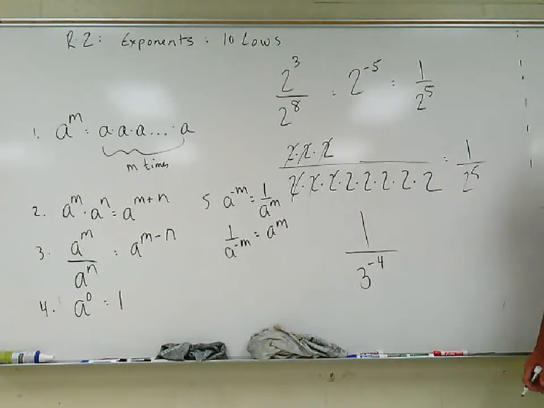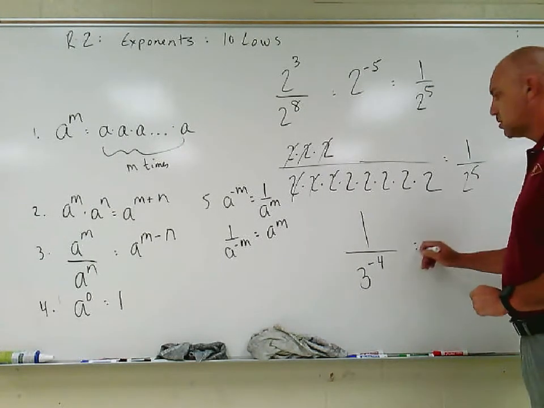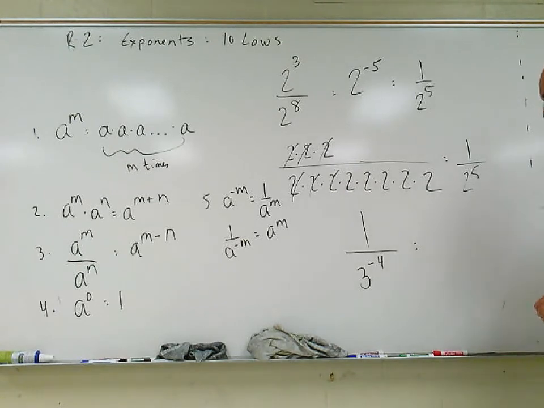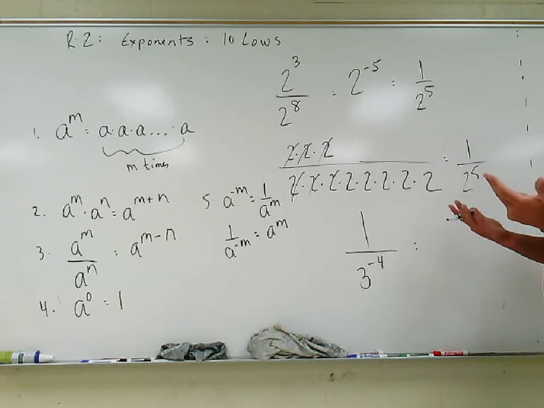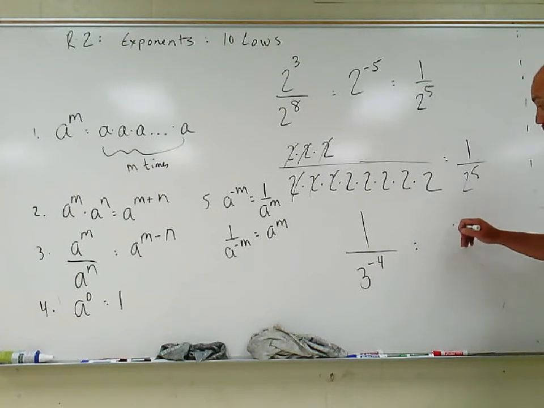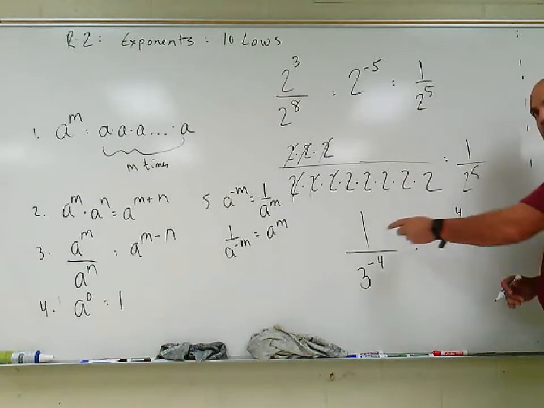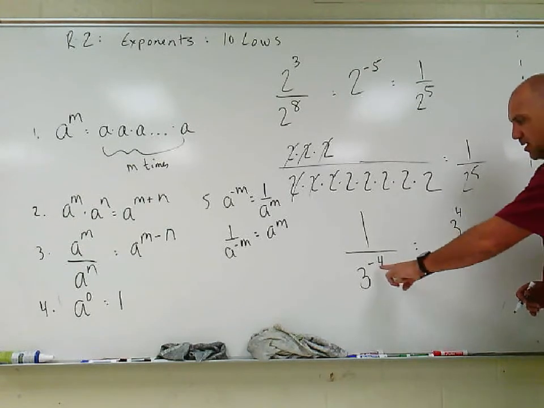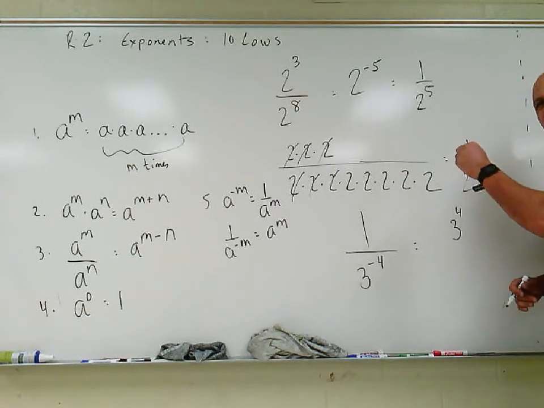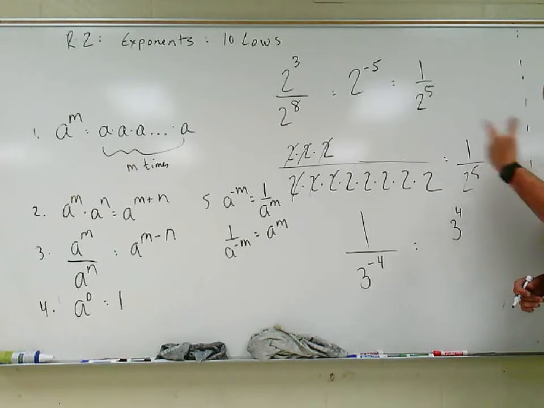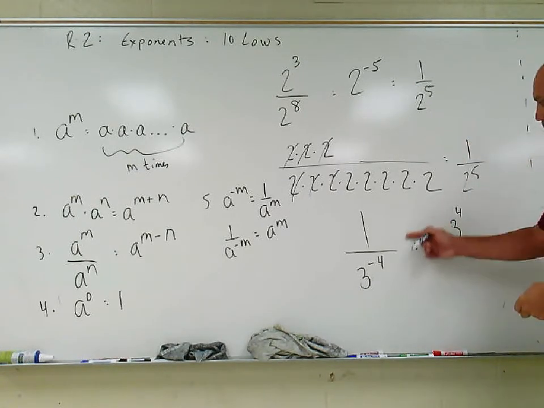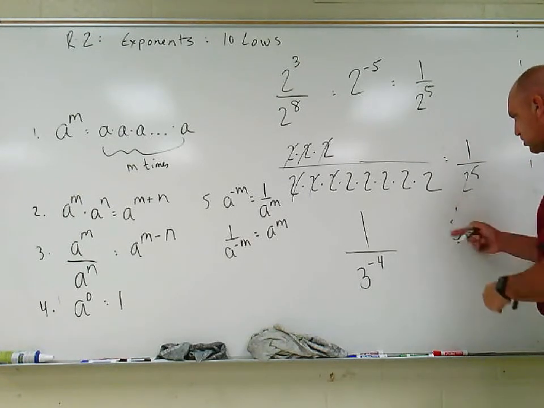Leah, according to the rule I just wrote, what does this equal? Yeah, 3 to the 4th over 1, you just call it 3 to the 4th. So you know the rule. I like to show you why, though. How can I show that this is true? Because you can't really write out 3 multiplied by itself negative 4 times. You can't. So let me show you why this is true.